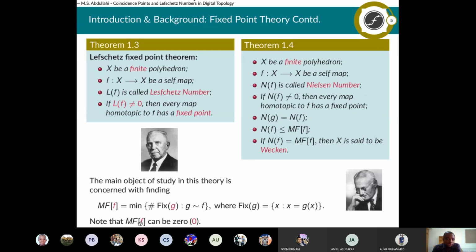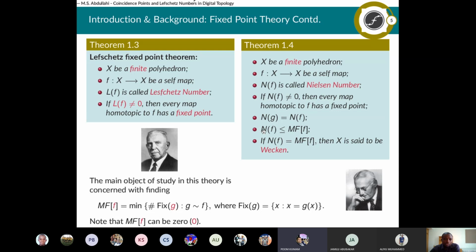So another key result in Nielsen theory or Lefschetz theory is the result of Nielsen. Nielsen introduced a number called the Nielsen number, where if this number is non-zero, it tells us every mapping homotopic to that function has a fixed point. Also, if I have two homotopic mappings, they will have the same Nielsen number; in other words, the Nielsen number is homotopy invariant.